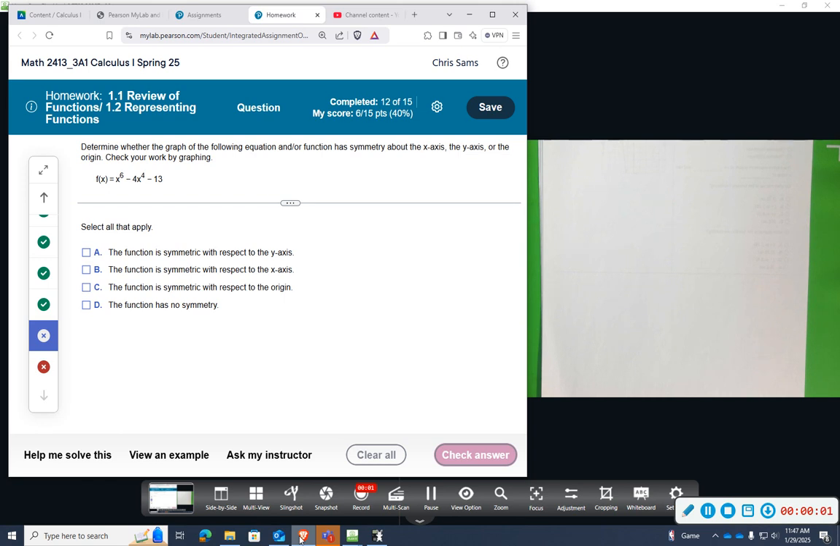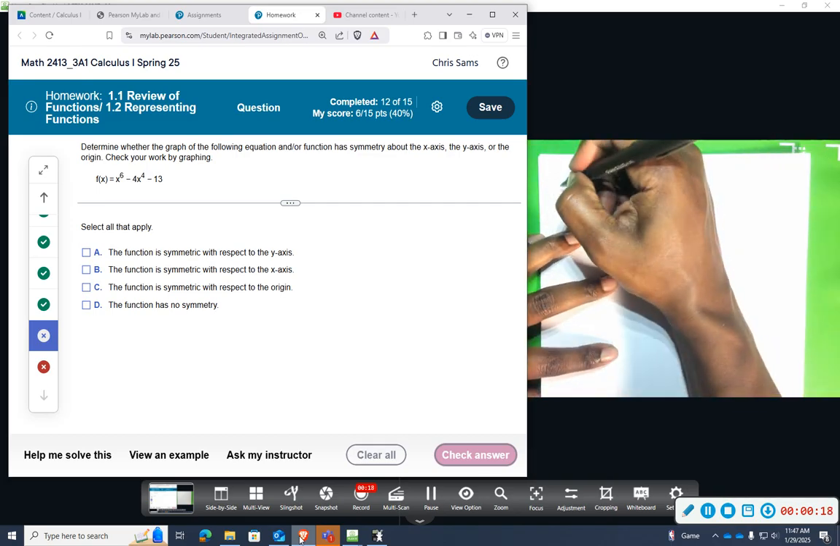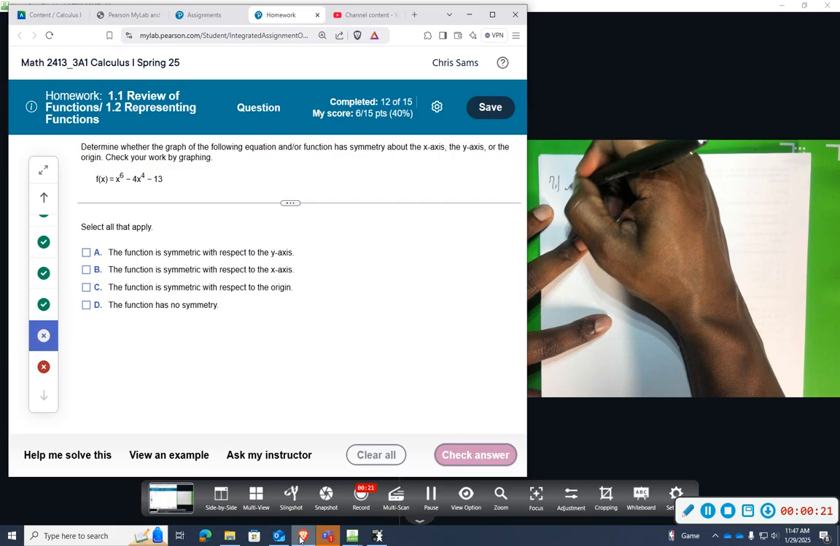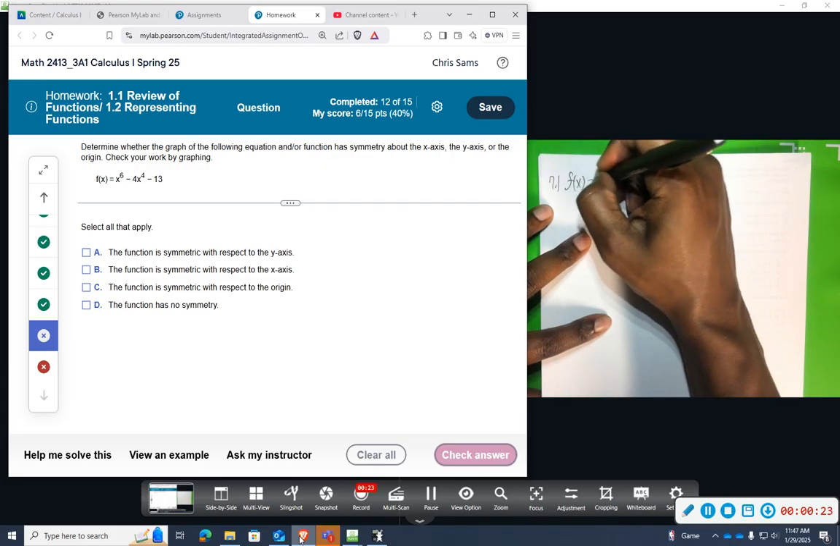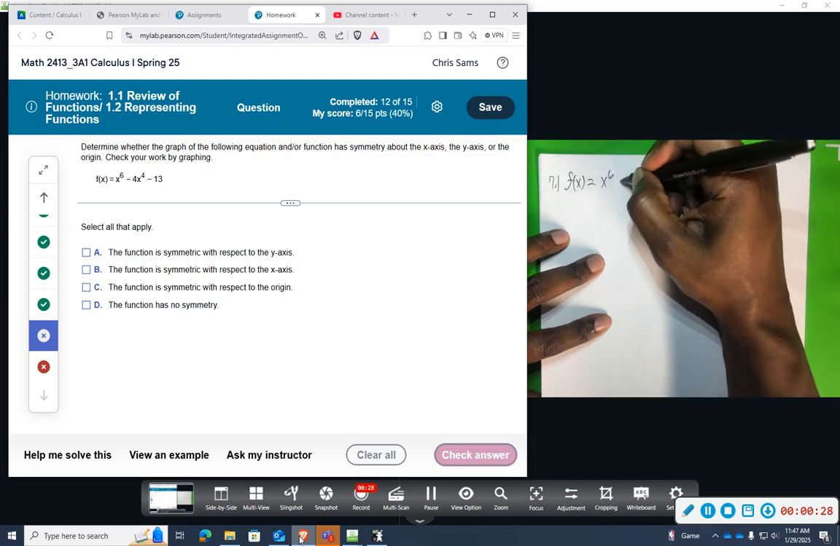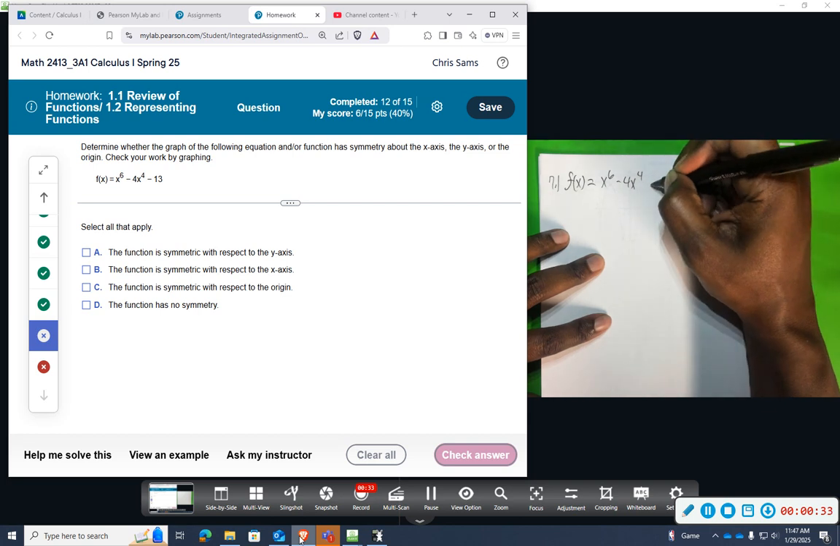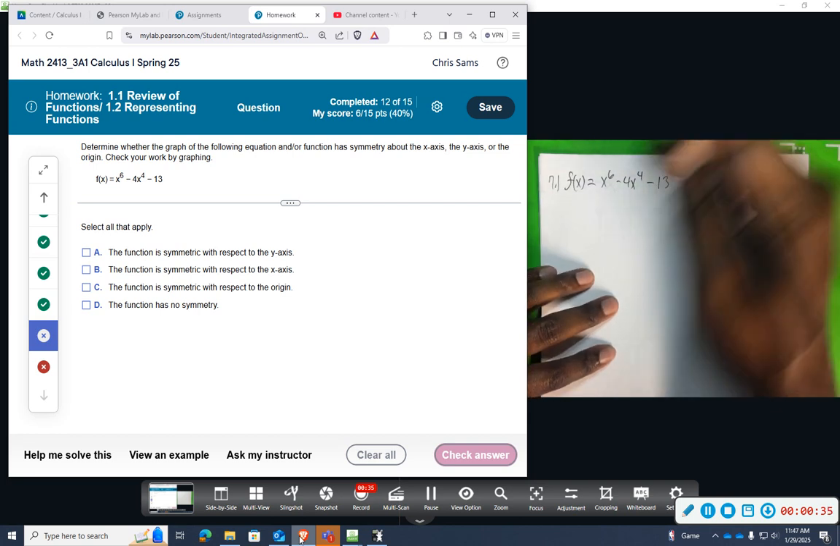All right, question number 7 wants us to determine whether the graph of the function has symmetry about the x-axis, y-axis, or the origin. So recall the properties of symmetry. I'm going to write down the original equation. f of x is equal to x to the 6th minus 4x to the 4th minus 13.